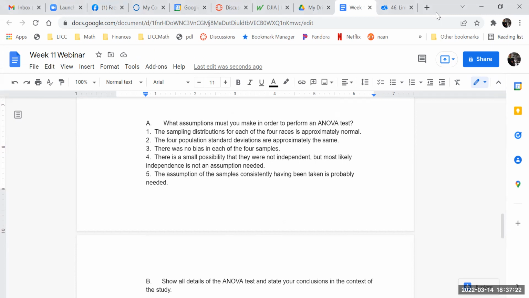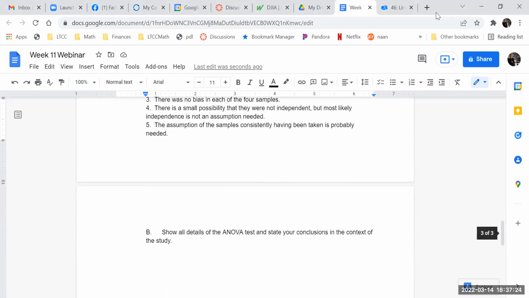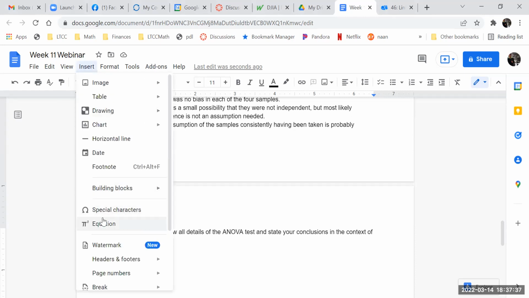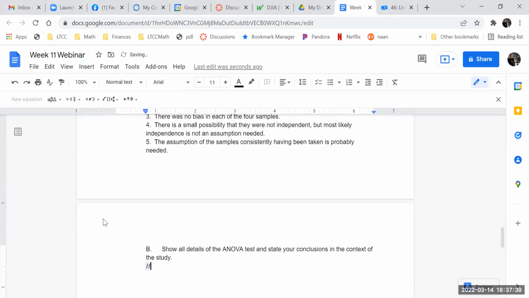Okay, so that's the first question. Second question: show all the details of the ANOVA test. State your conclusions in the context of the study. So let's start out with the hypothesis. I'm going to write H naught.